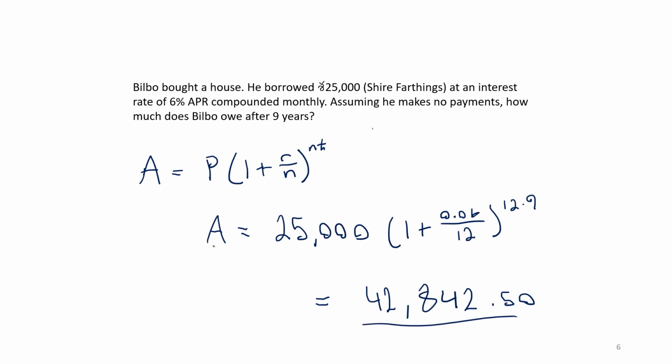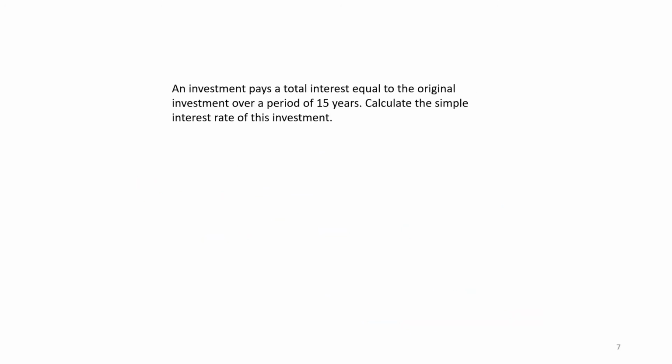And again, writing the formula at the top of your sheet makes this a lot easier. If you have it memorized, good for you. If you have a lot of difficulty with that, memorize it right before and write it right when the test begins. An investment pays a total interest equal to the original investment over a period of 15 years.